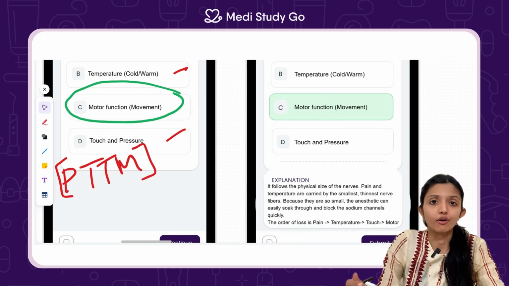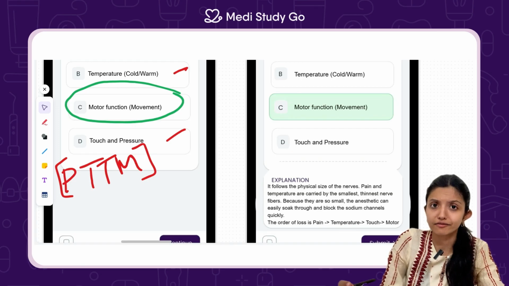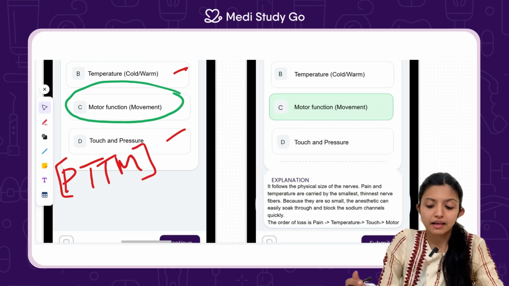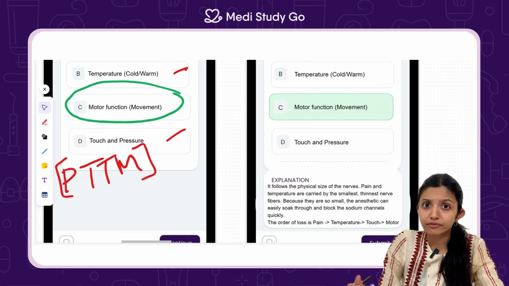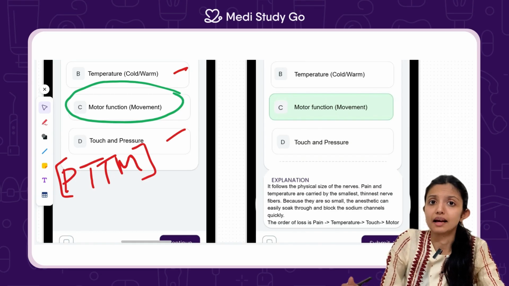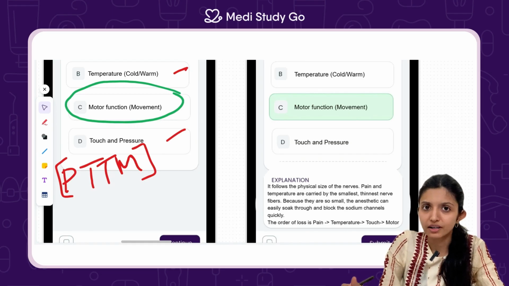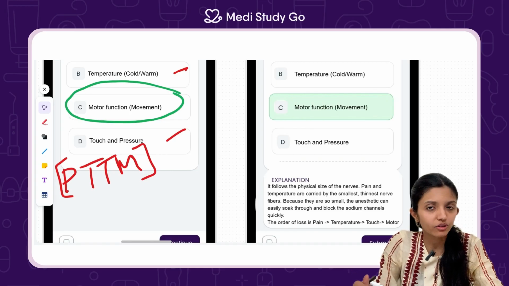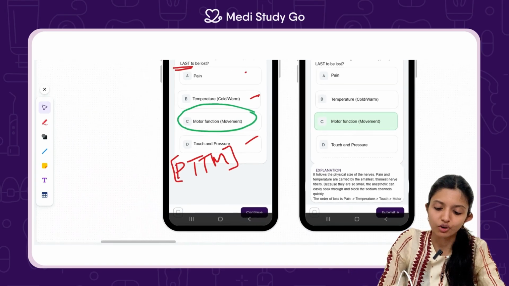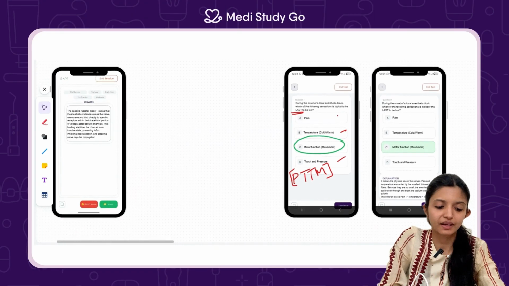This is because it follows the physical size of the nerves. Pain and temperature are carried by the smallest and thinnest nerve fibers, whereas the touch sensation or the motor sensation is carried by the large diameter fibers. Because the pain fibers are small in diameter, they tend to absorb the anesthetic easily and block the sodium channels quickly. So the order is pain, temperature, touch and motor.